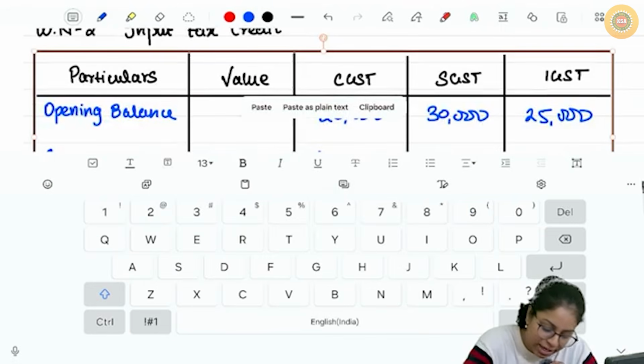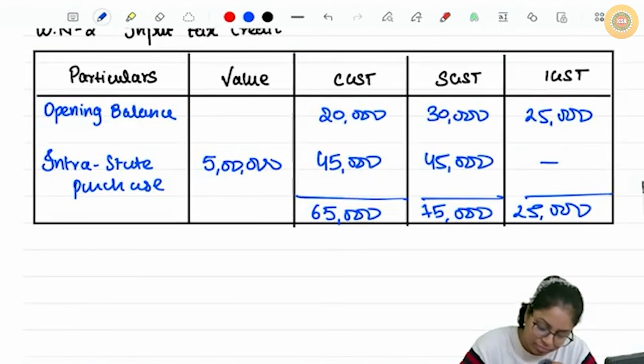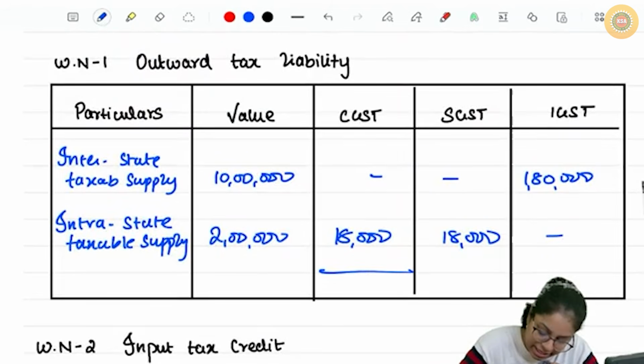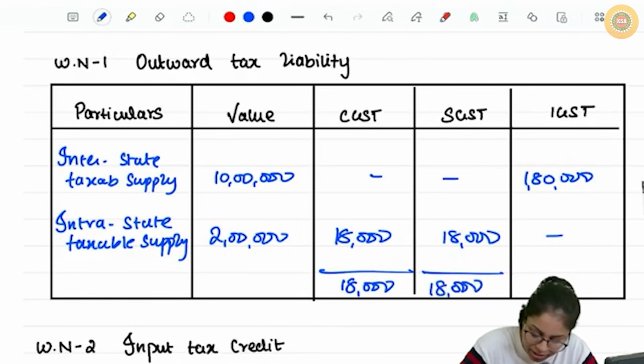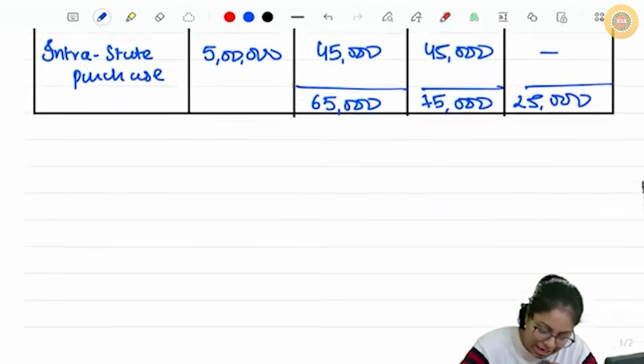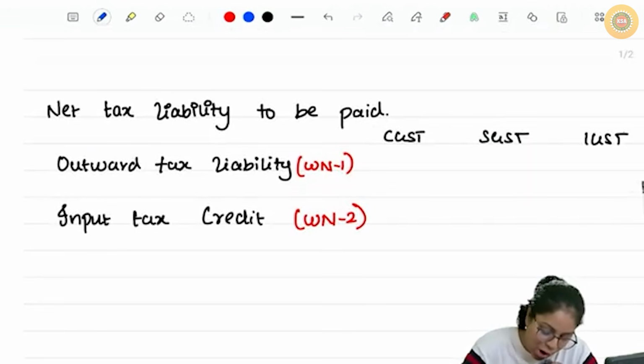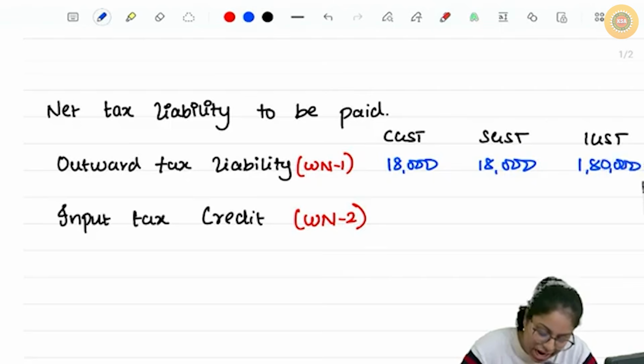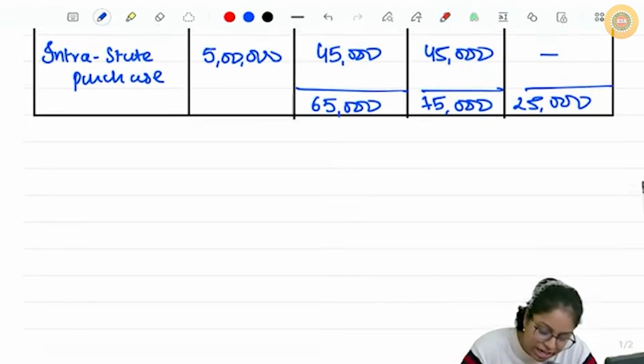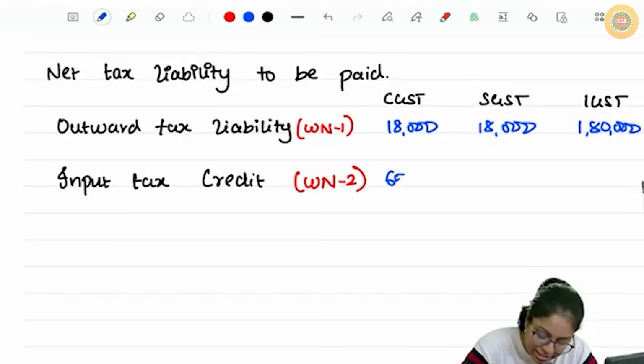And what are you getting as your total outward tax liability? 18,000, 18,000, 1,80,000. Now let's calculate the net GST payable. Working note number 1, 18,000, 18,000, 1,80,000. ITC, how much did I get? 65,000, 75,000, 25,000.